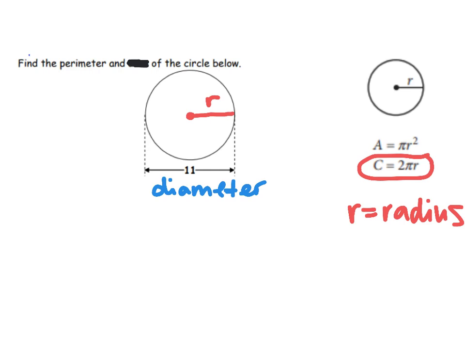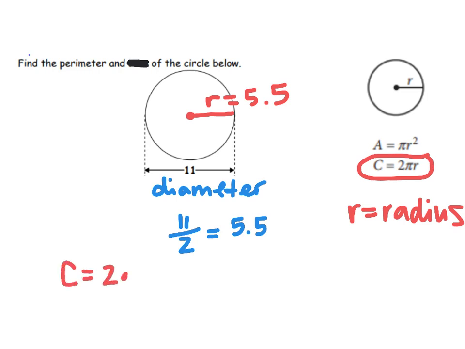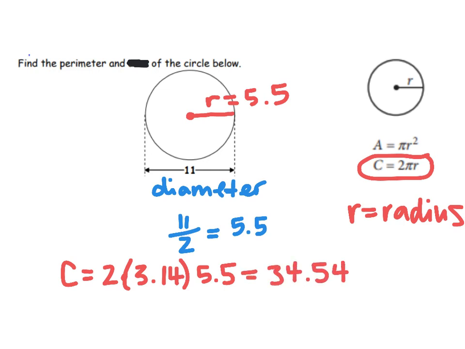So the radius would be the diameter cut in half. So 11 cut in half would be 5.5. So the radius is 5.5. And then you plug it into your formula. The circumference equals 2 times pi. We're going to use 3.14 for pi. And then your radius, 5.5. And then just multiply that. Put that all in the calculator, and you'll get the answer, 34.54 inches, centimeters, meters, whatever measurement they tell you.